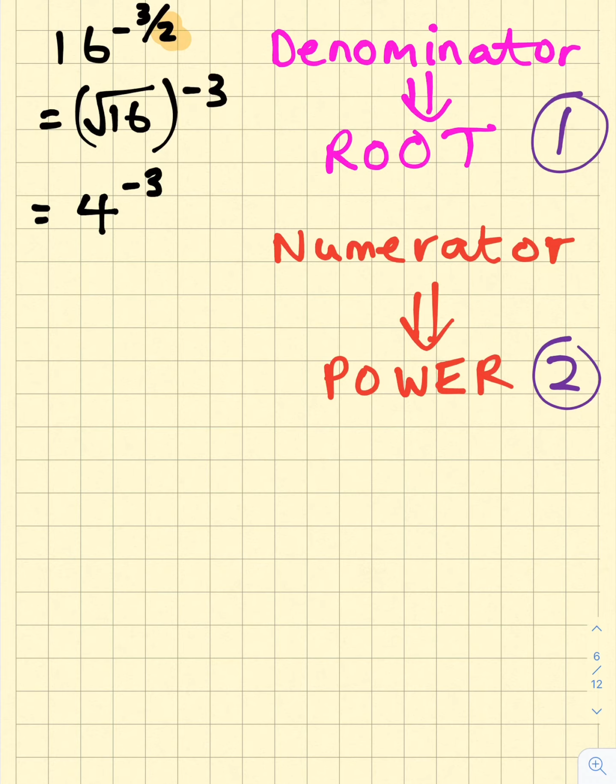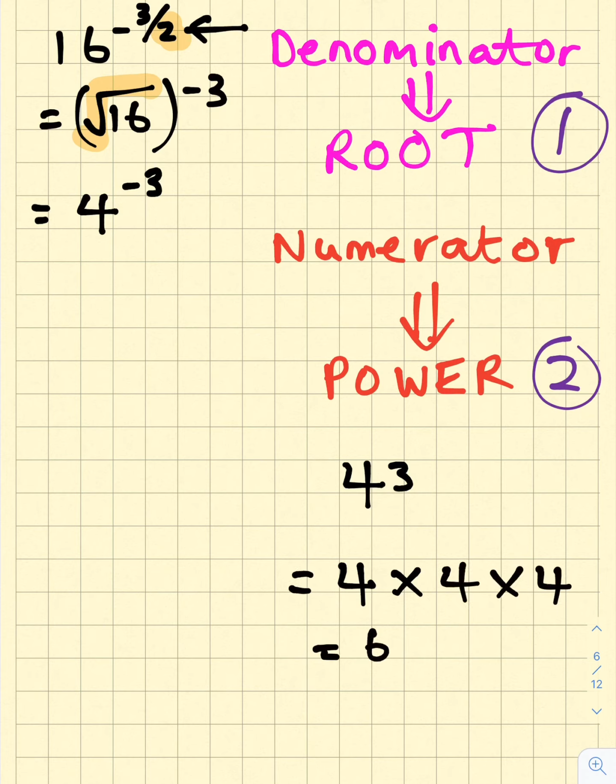So have we dealt with our denominator, our root? Well, yes, we have. How do we know? Because we have square rooted our number. Moving on, 4 to the power of negative 3. Now remember, we're going to ignore the negative symbol to begin with. So if we just do 4 cubed, 4 cubed is in fact 4 multiplied by 4 multiplied by 4, which is 64, because 4 times 4 is 16, and then 16 times 4 is 64.